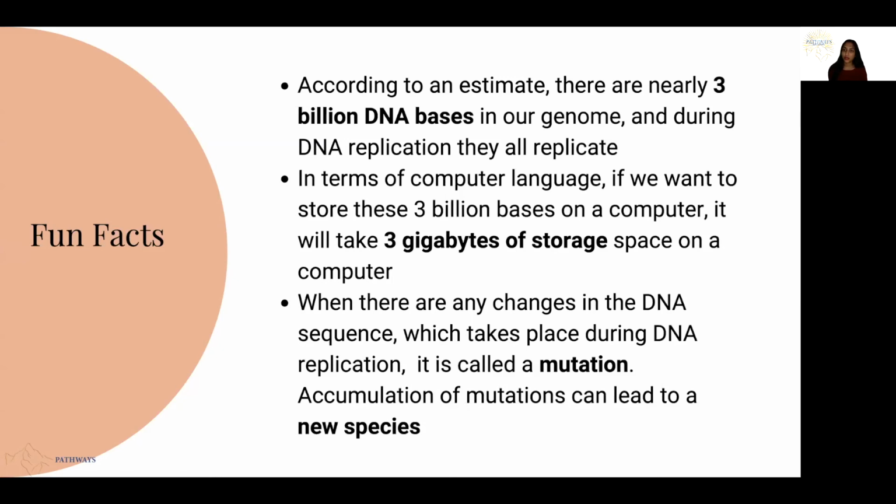In terms of computer language, if we want to store these 3 billion bases on a computer, it would take 3 gigabytes of storage space on a computer. And when there are any changes in the DNA sequence, which takes place during DNA replication, it's not perfect. It does make mistakes. Sometimes an A will get paired with a G, and a T might get paired with a C. Anytime this happens, it's called a mutation. And accumulations of these mutations or sort of mistakes can lead to a new species.